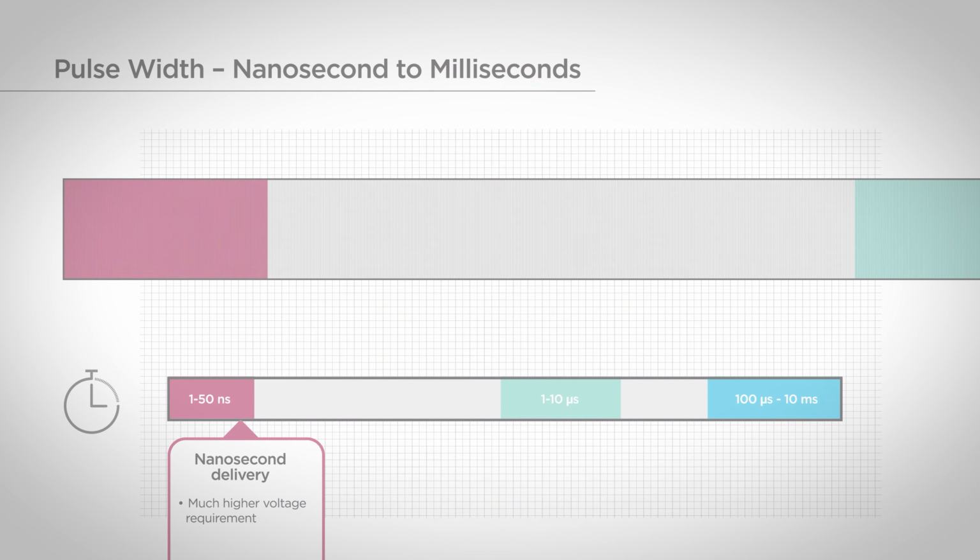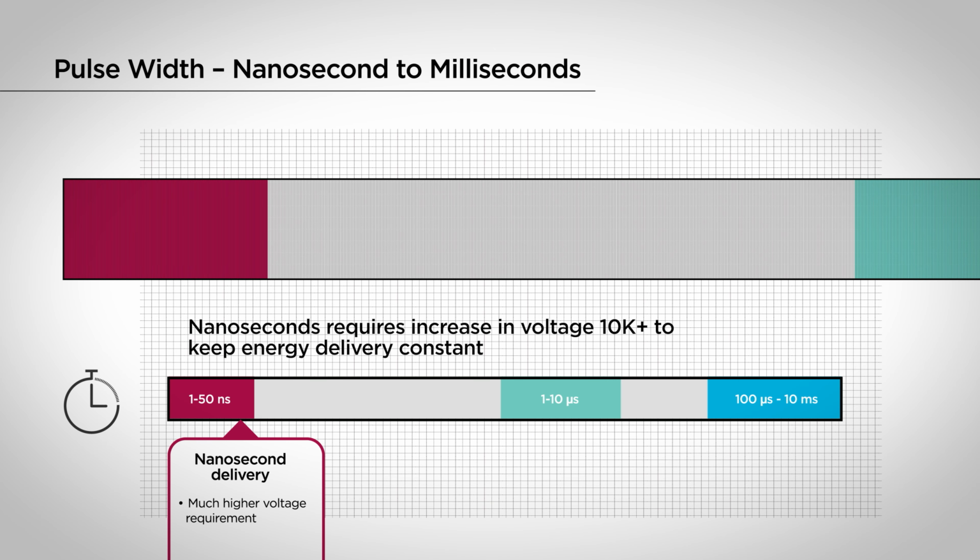Nanosecond delivery does have the possibility of reducing the incidence of musculoskeletal stimulation. However, in order to keep the same amount of energy delivery, or to keep the area under the curve constant, it also requires a significant increase in voltage delivered, 10,000 volts or beyond, in order to keep the total energy delivery constant. Such high voltage deliveries can present problems for the catheter and the generator, especially when it comes to insulation.